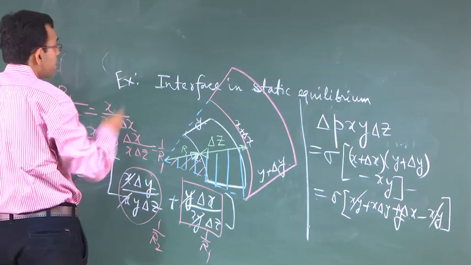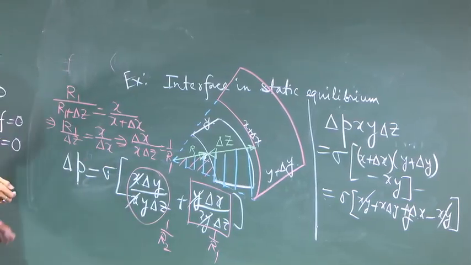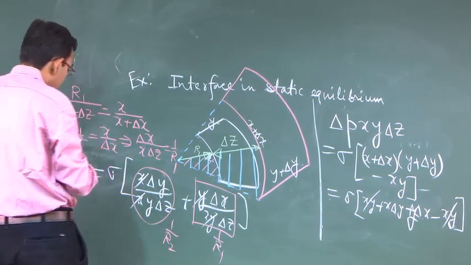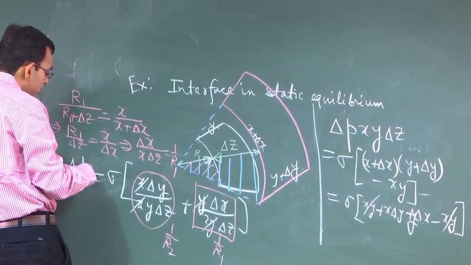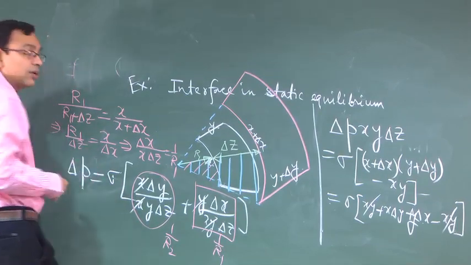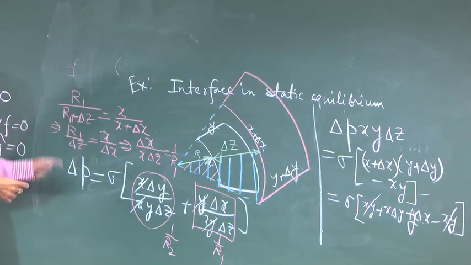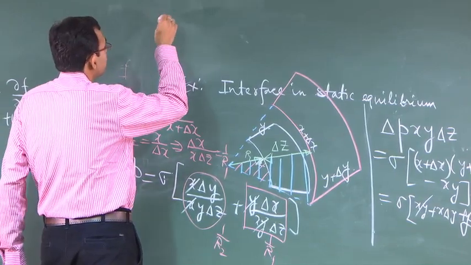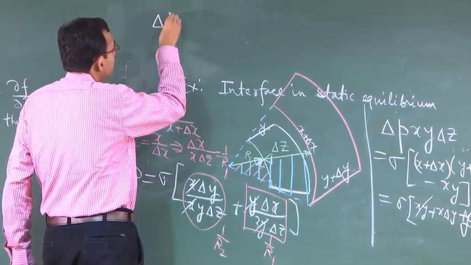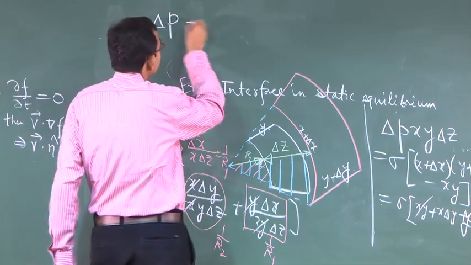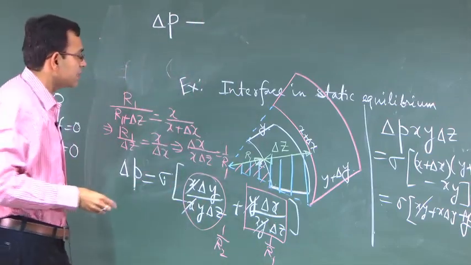However, if the interface is curved, then you can write delta P is equal to this. Now, in dynamic condition what will happen? In dynamic condition this delta P will be supplemented by a viscous normal stress. So, you will have delta P minus the normal component of viscous stress.